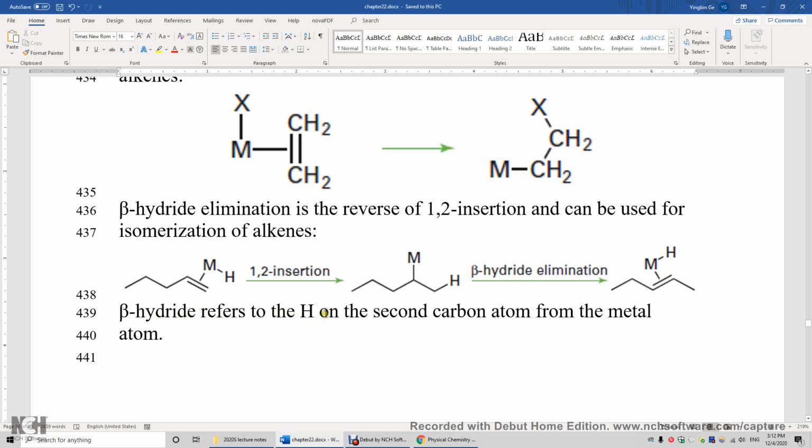Beta-Hydride refers to the hydrogen on the second carbon atom from the metal atom. So over here, this is the metal, so this is the alpha carbon, and this is the beta carbon. And this beta carbon loses 1 hydrogen to this metal. Therefore, it's called beta-Hydride elimination.